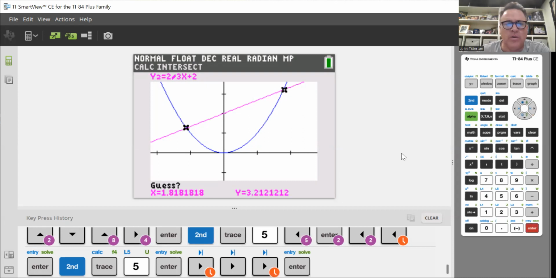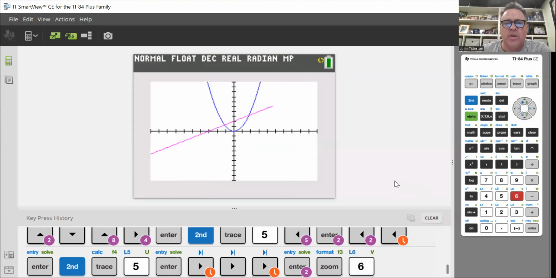And hit enter. So that one's at 1.786, 3.19, whatever. So these are some of the features you can use. I will regularly hit zoom 6.